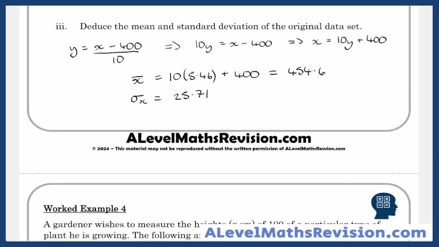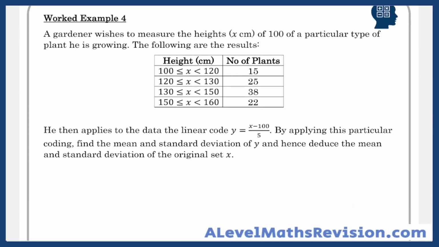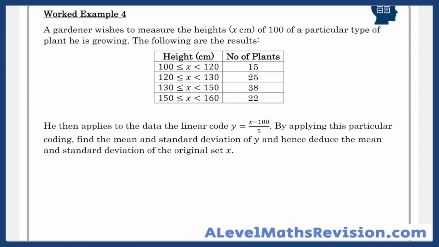So I want to go through one final example, and that example is for grouped data and applying linear codes to grouped data. So let's have a look at this example here. This example says a gardener wishes to measure the heights, x centimeters, of 100 of a particular type of plant he is growing. The following are the results. And there they are there.